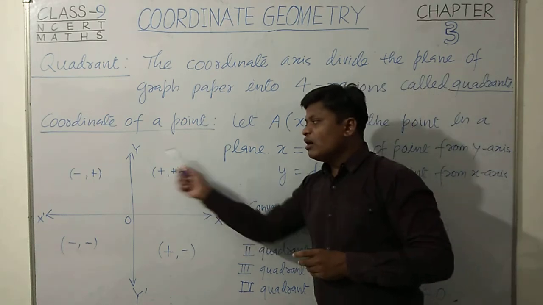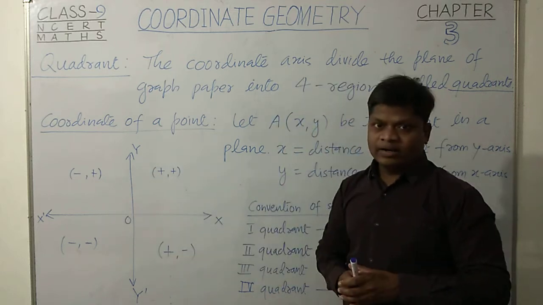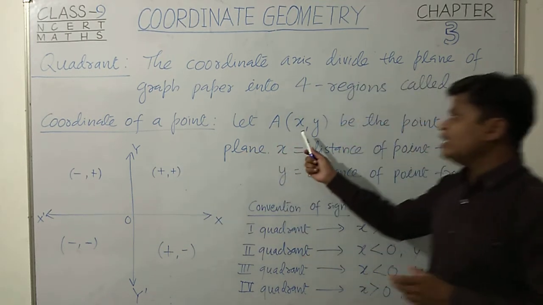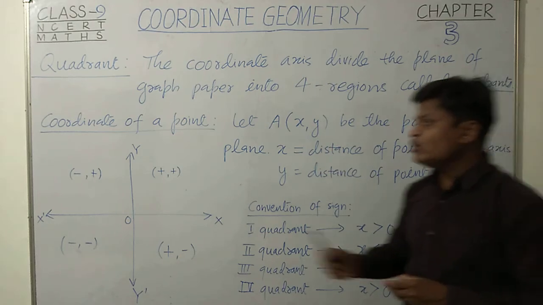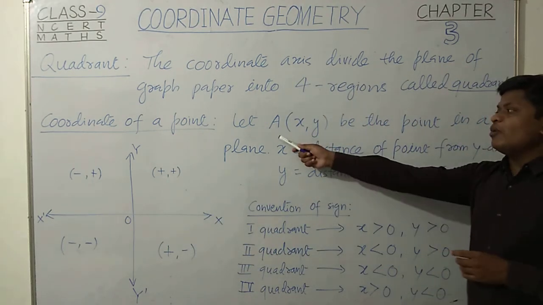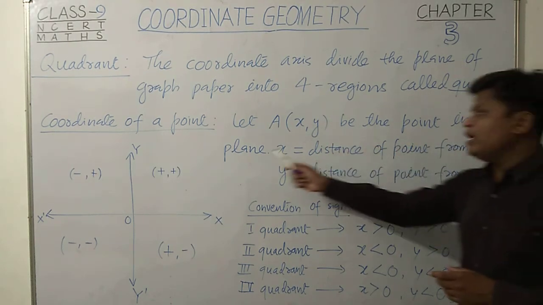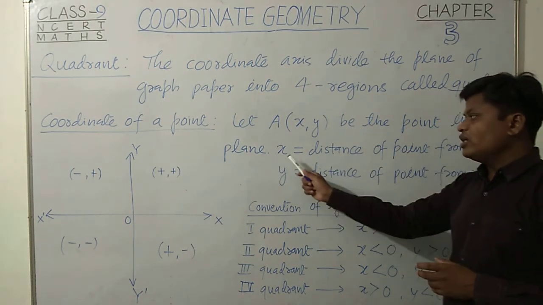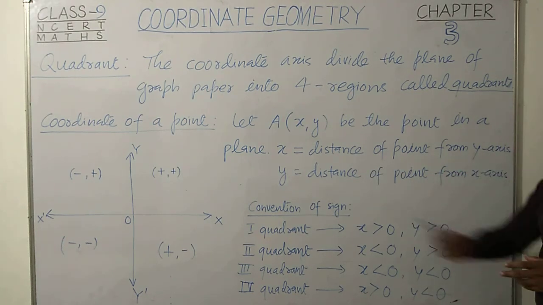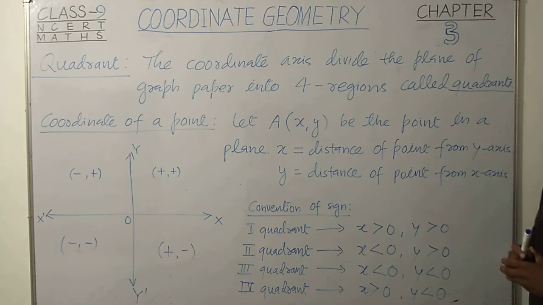Suppose we have a point on the Cartesian system in any quadrant, right? In any quadrant, the point is written as x and y. Suppose we have the point A on the Cartesian plane and the coordinate of that point A is (x, y), right? So what is x? x is the distance of a point from the y-axis, right? And what is y? y is the distance of the point from the x-axis, right?